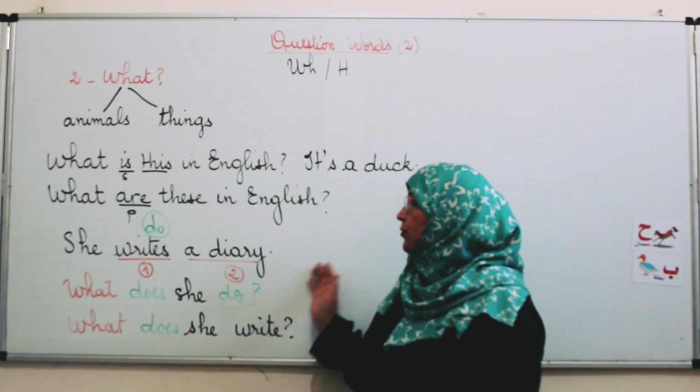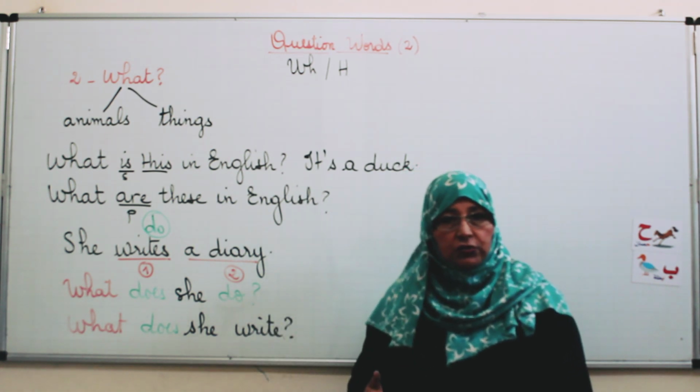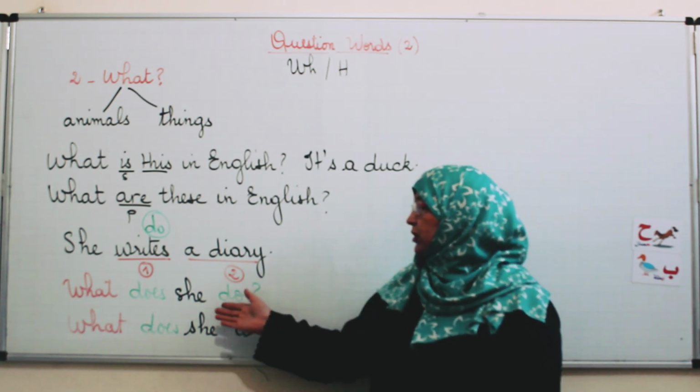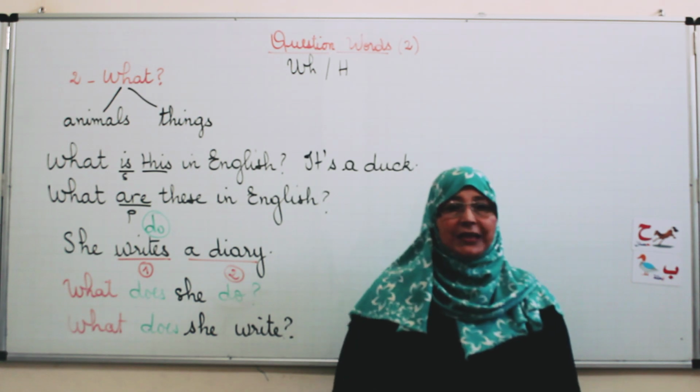She writes a diary, for example, every day, or on the weekend, or in the afternoon, or in the evening, and so on. So what does she do in the evening? What does she do at night? For example, she writes a diary. Something of habit.